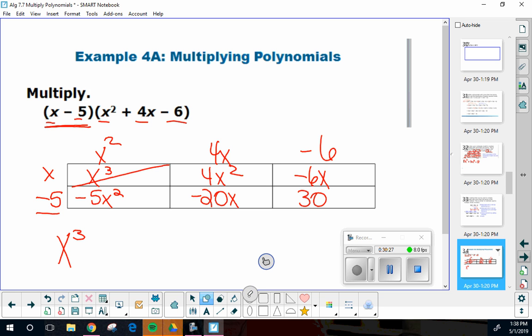I keep my work nice and neat. Now, I'm looking at x what? Squared. I have negative 5x squared and 4x squared. What does that leave me with? Just x squared. What kind of x squared? Negative, yes. All right, so I'm crossing this off and I'm crossing this off. Now I've got just x's. Negative 20x and negative 6x. Yes, negative 26x. Cross that off. And the last one, plus 30. That's the answer.